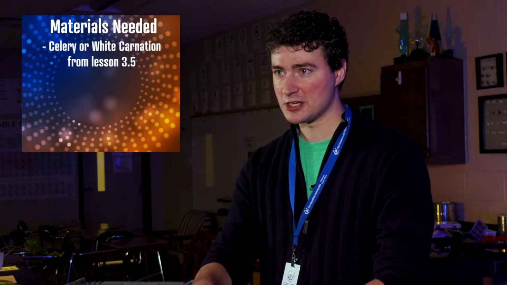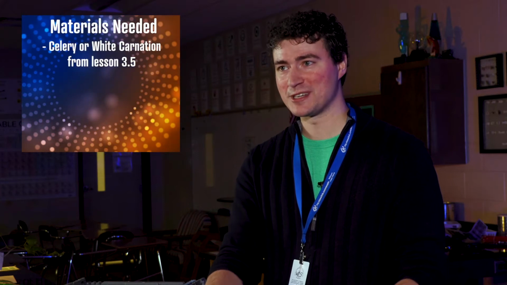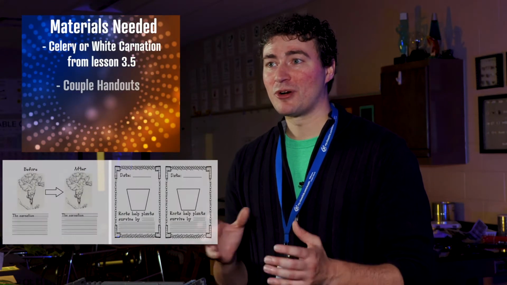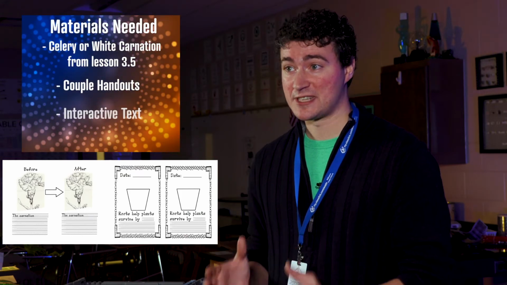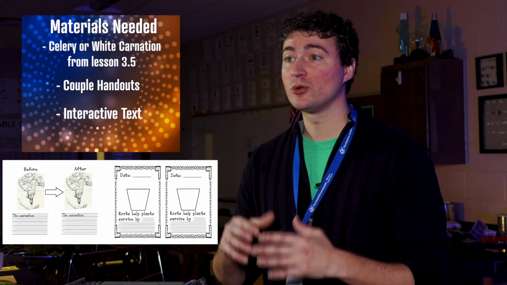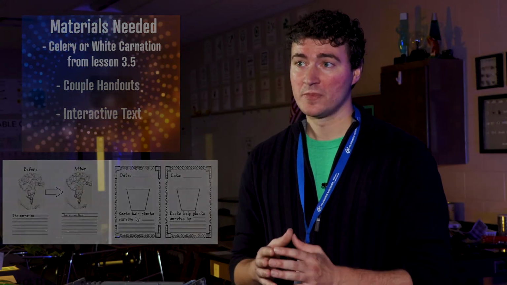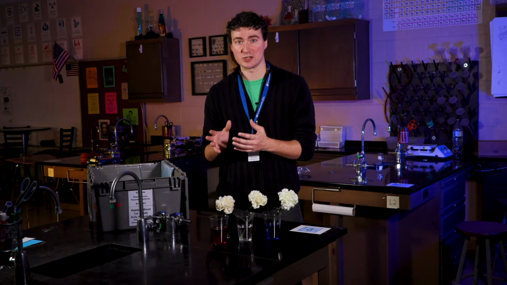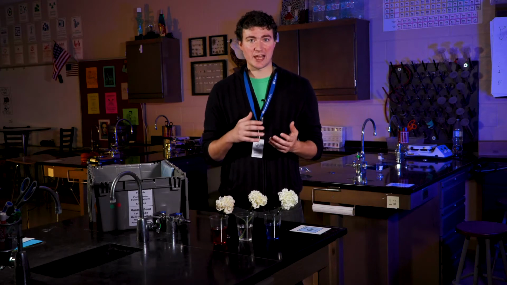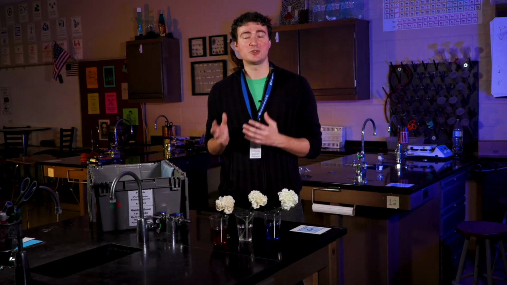For materials for today's lesson, Lesson 3.6 will require the celery stalk or the white carnation from Lesson 3.5's food coloring demonstration. There are also a couple handouts which can be printed and some interactive texts which can be displayed for the whole class on a smartboard. And the teacher can lead the class in how to gather information using these nonfiction texts. Students should have their science notebooks accessible to take notes during today's lesson.